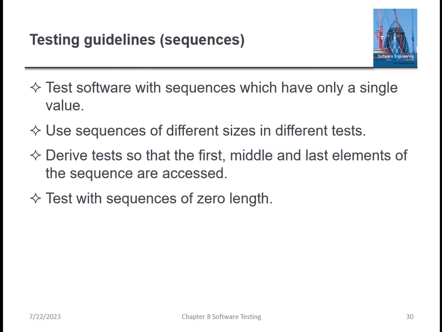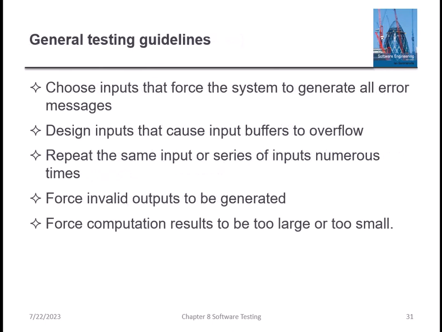Testing guidelines: test software with a sequence which has only a single value. Use sequences of different sizes in different tests. Derive tests so that the first, middle and last elements of the sequence are accessed. Test with a sequence of zero length. So these are a few more guidelines.